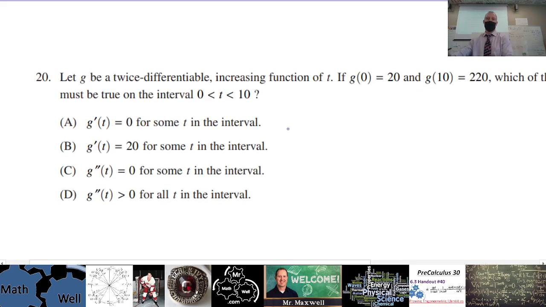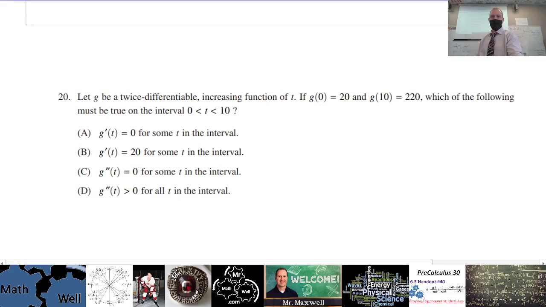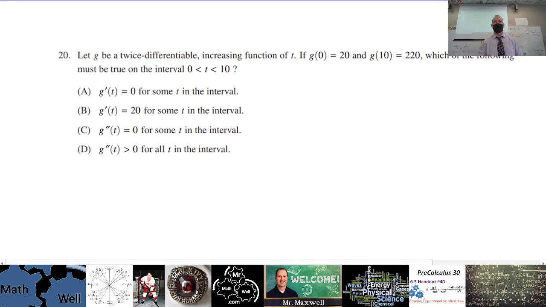All right, here's another one. So take a moment and see if you can work together in groups if you want. Let me just read it for you. Let g be a twice differentiable increasing function. Okay, so when they give you these details, it's usually important. Twice differentiable means you could take the first or second derivative. So this is valid, second derivative. Twice differentiable, you can take the first and second derivative for sure.